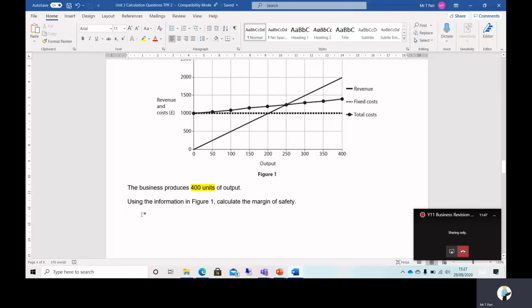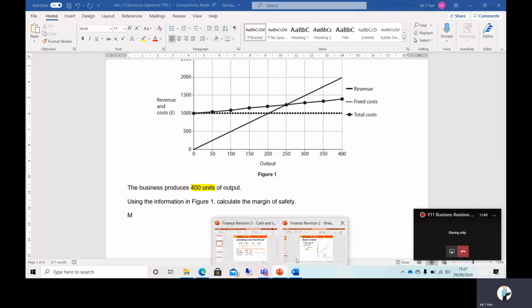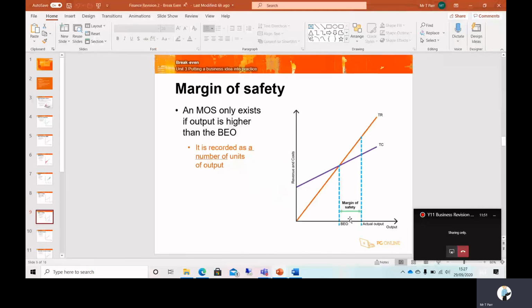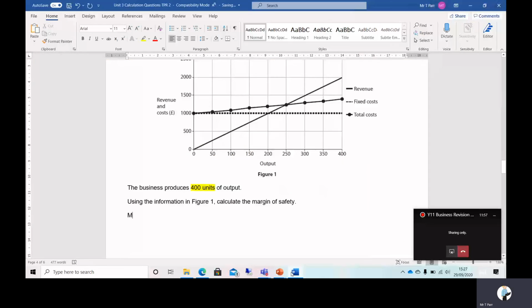Okay, so as we saw before, let's go back to our PowerPoint. The margin of safety is the difference between our actual output and our break-even output. So it's that, take away that. So margin of safety is equal to actual output, take away BEO, break-even output.